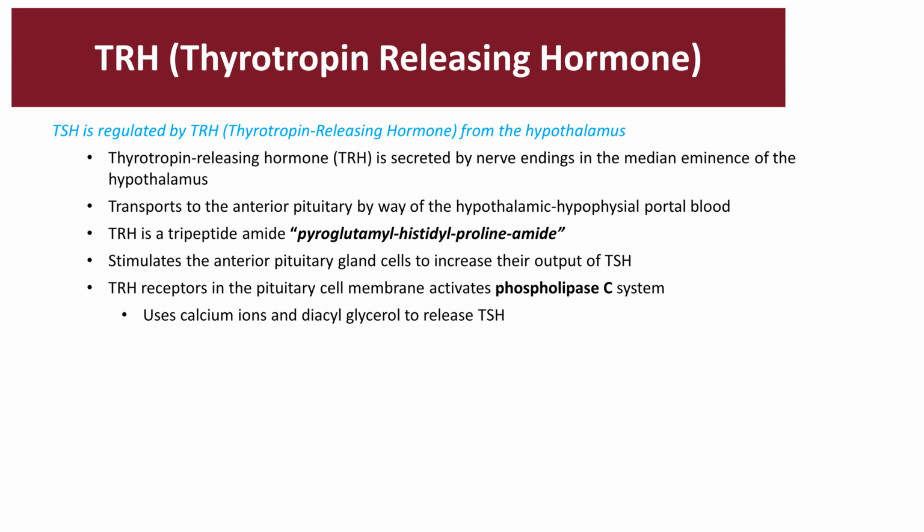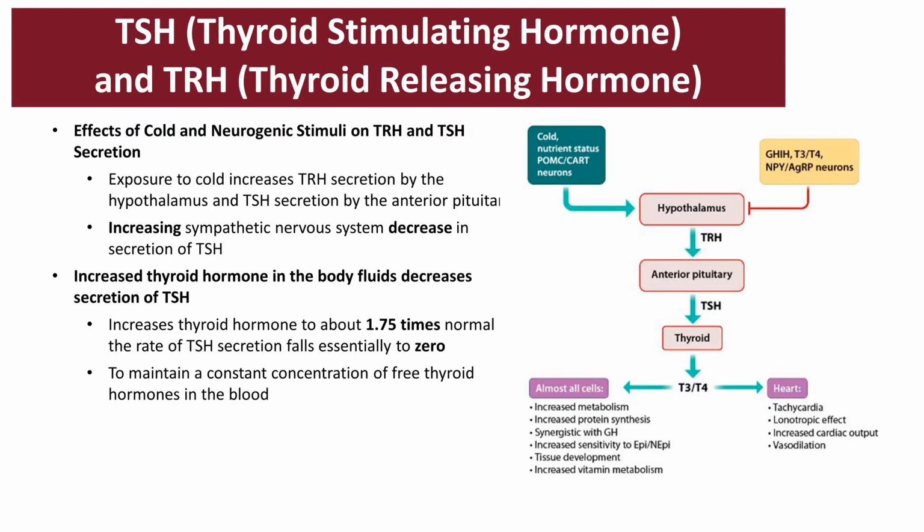So the amount of TRH and TSH release is regulated via negative feedback, based on how much T3, T4 is available in the blood. Some of the other stimuli that can influence the release of TRH include cold weather, high altitude, hypoglycemia, and even pregnancy. So let's talk about some of these other factors in the next slide.